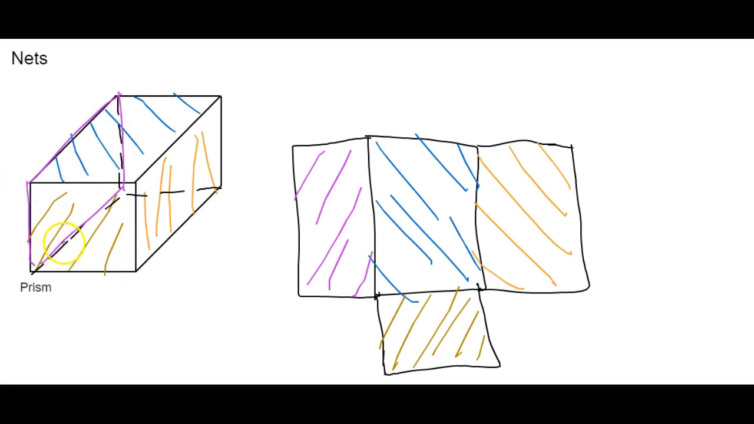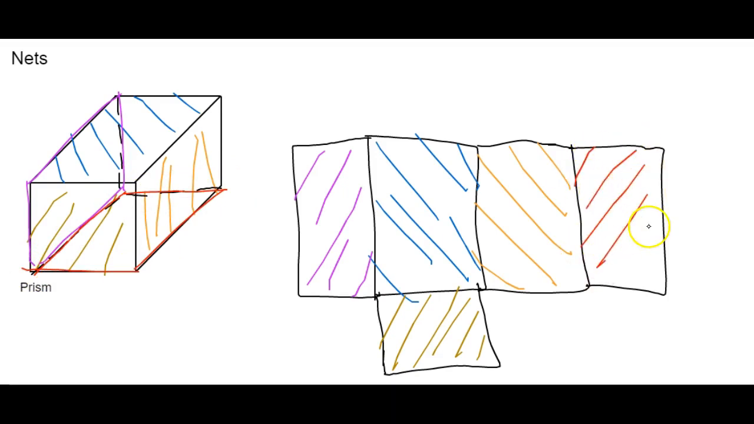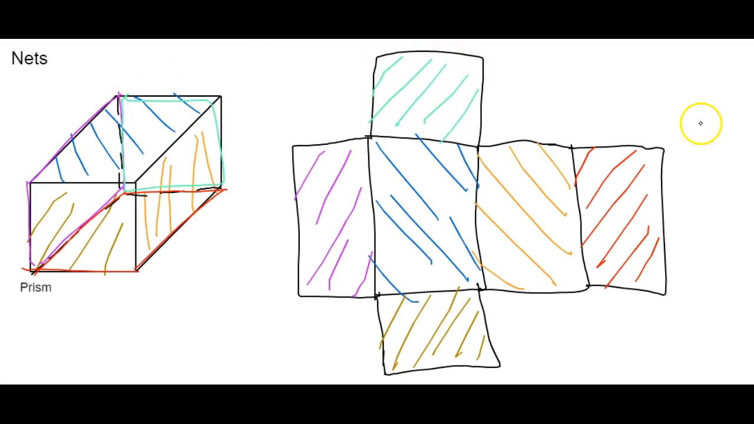The bottom attaches to the purple or to the orange. You could actually choose either one, but again, since we're making this flat, it can't attach to both. So let's put it attached to the orange. So we're going to do the bottom face in red. And then most often this opposite face to the front face is attached to the opposite side. Let's do this in green. So this is the net of that prism.